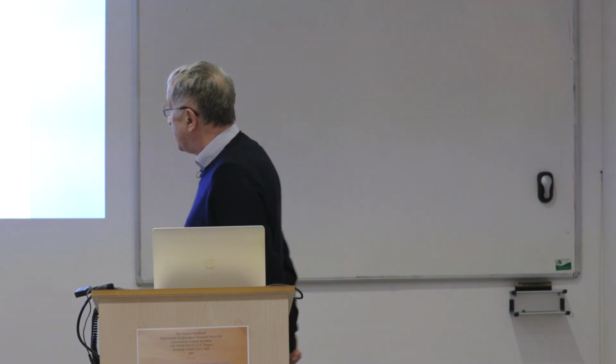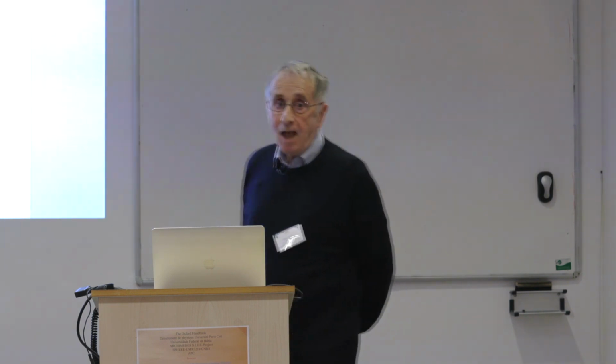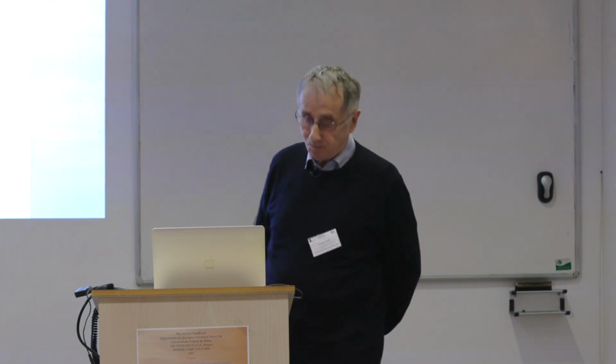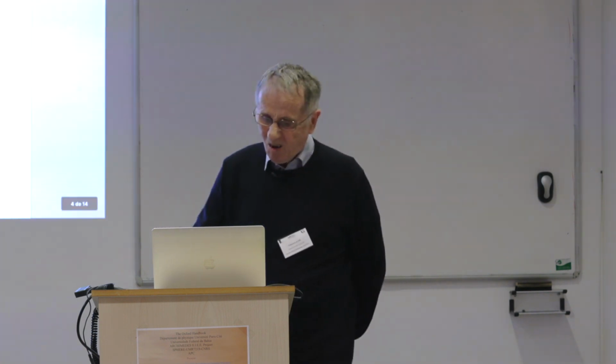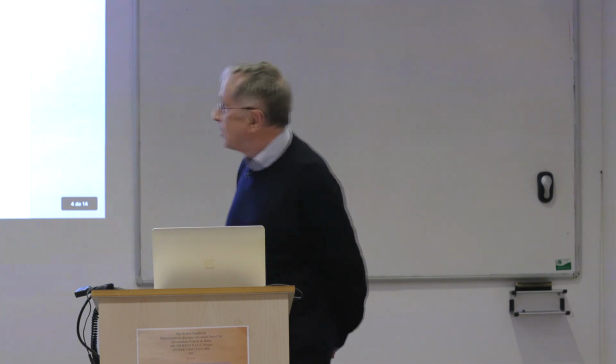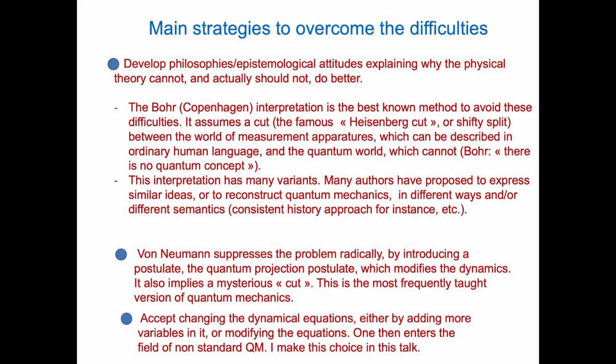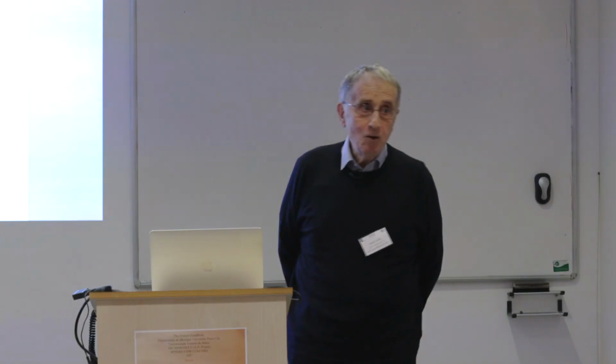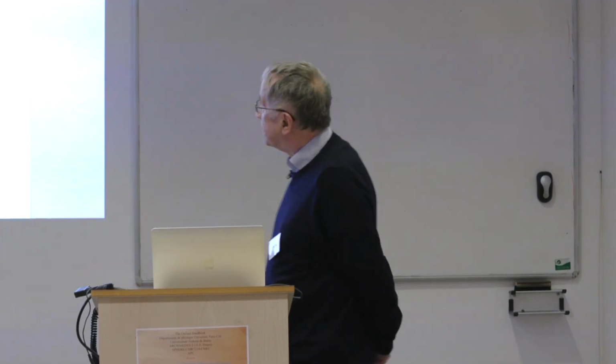But after all, should we accept this situation? Why should the physical theory not be able to describe in detail what happens every time you do one experiment, which is always the case in the lab. So, of course, scientists have developed strategies to overcome the difficulties and developed philosophies or epistemological considerations to explain why the theory cannot or even should not do better than what it does.